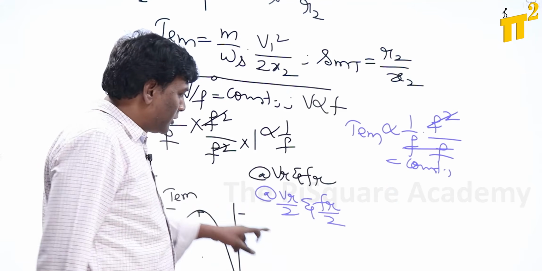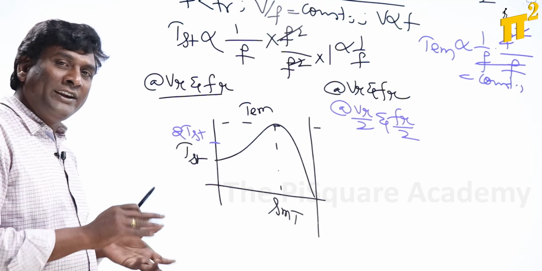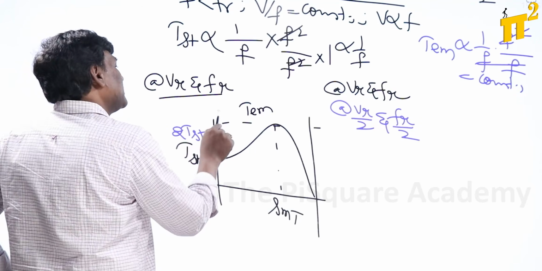So in V by F control, or in variable frequency control, if you provide the variation in the voltage also, T_m is not going to change.